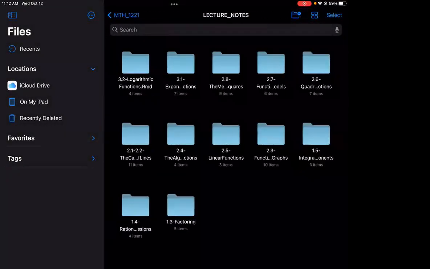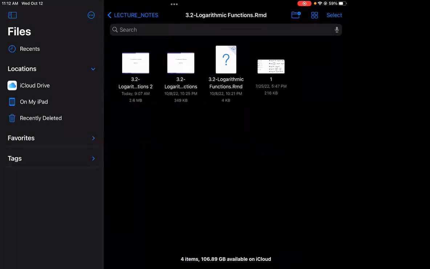3.2 is log. Every student's nightmare. Have you guys done log? It was in high school.